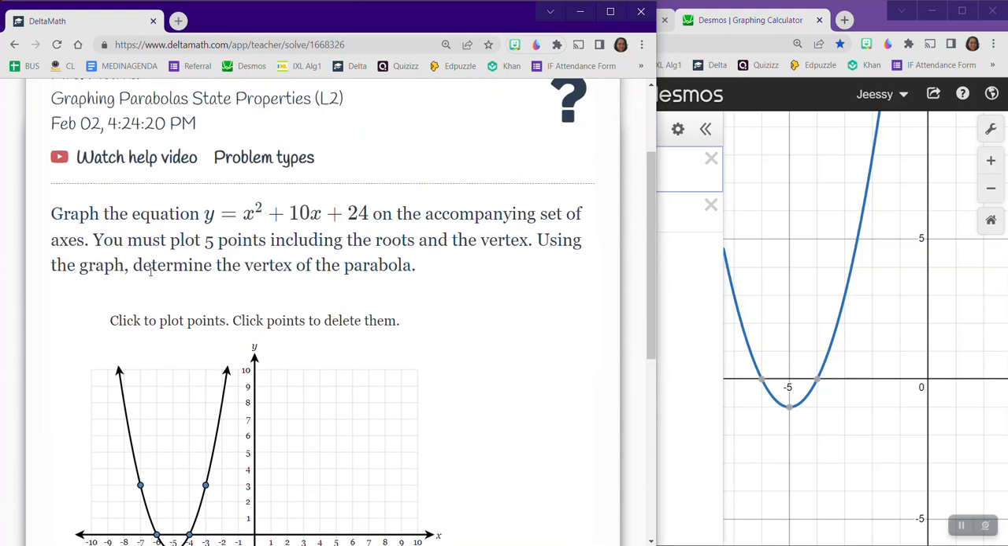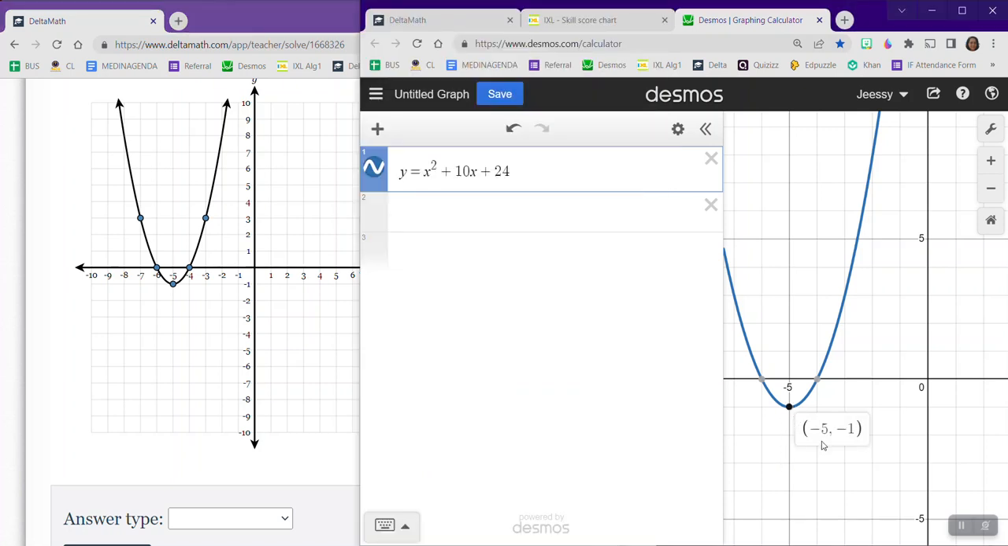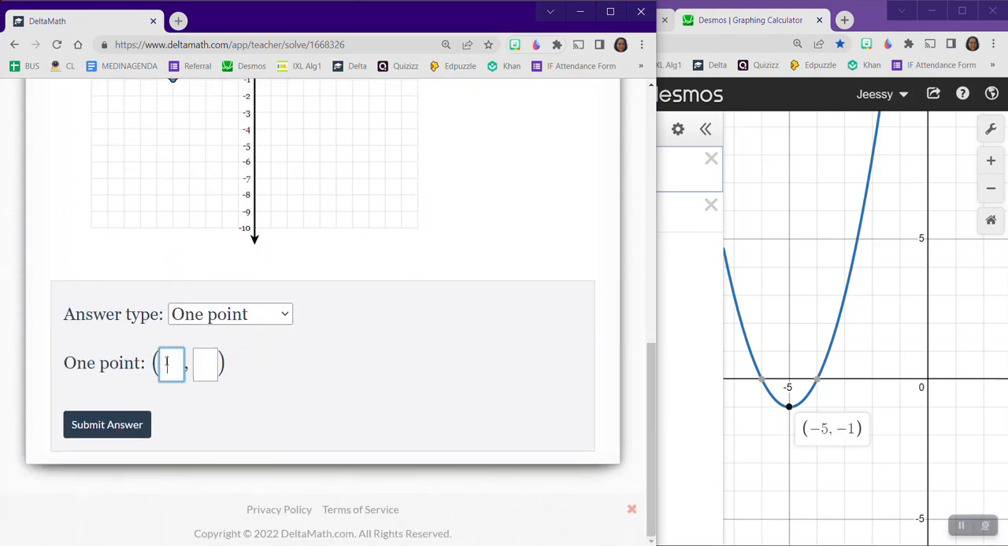What do they want? Determine the vertex of the parabola. So the vertex of the parabola is this one, right? This point right here, negative 5, negative 1. So the vertex is always 1 point, an x and a y, okay? Negative 5, negative 1.